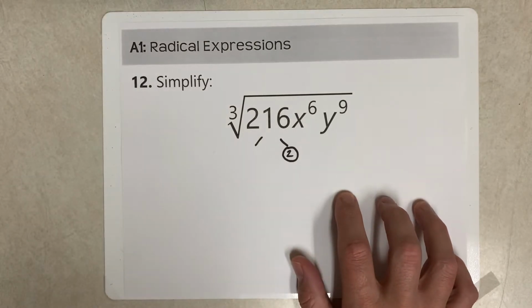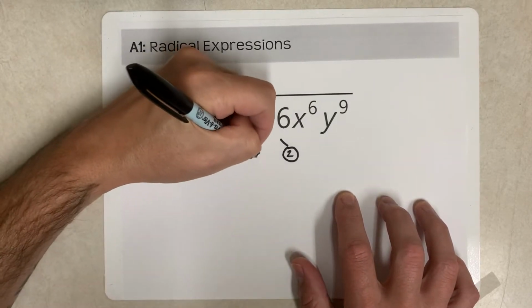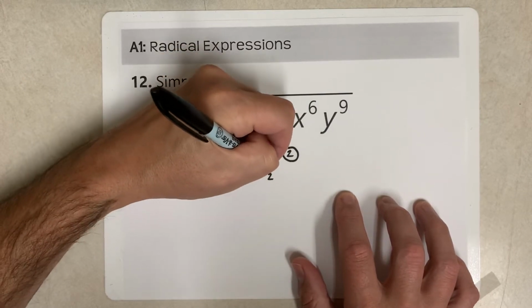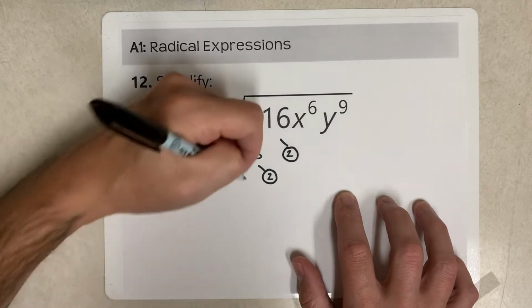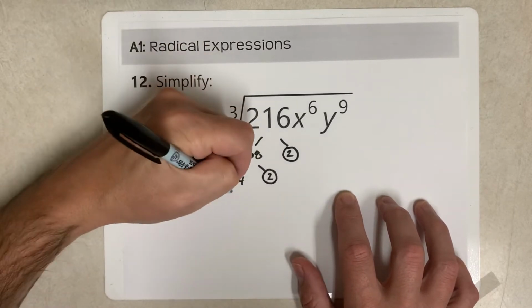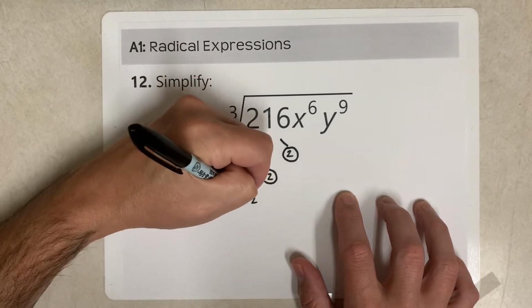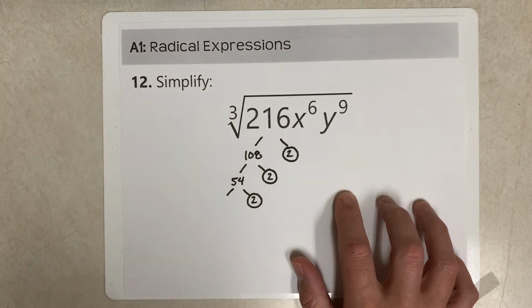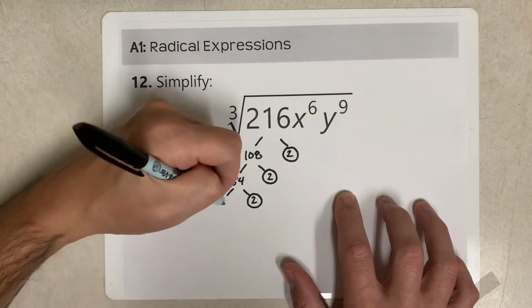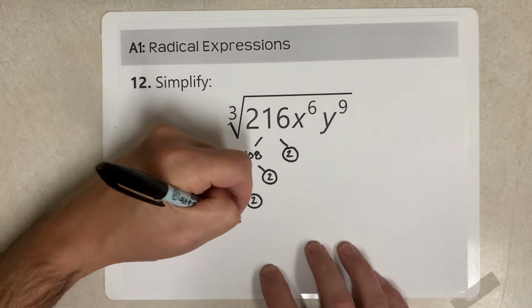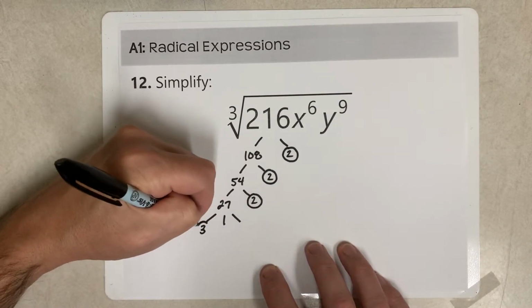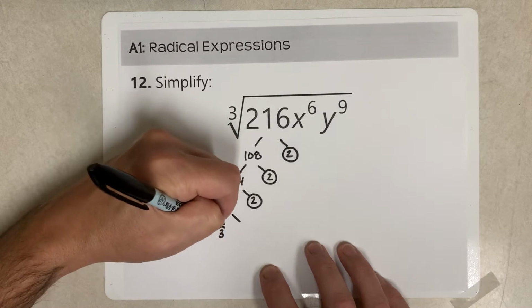So 216 divided by 2 is 108. 108 is 2 times, divided by 2, and we get 54. 54 is 2 times 27. And look, now we can apply our little trick here. 3 on there because it's a perfect cube. 3 3's.